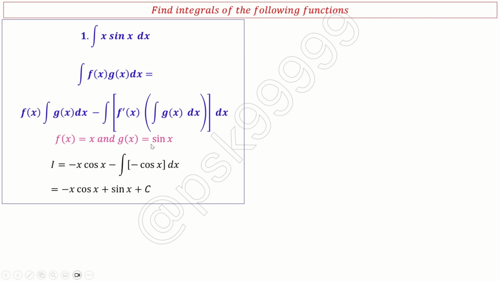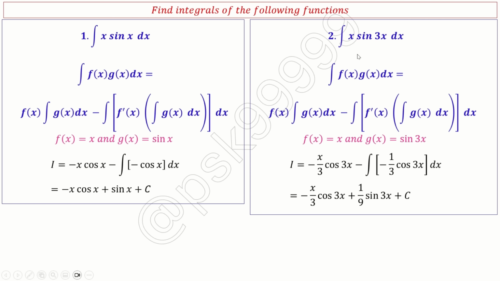If you want, you can try reversing this and try to solve it. You will understand the cyclical integration, which will stop you from finding the final answer. Next, x sin 3x, which is exactly similar to this one, nothing different. f of x is x, g of x is sin 3x. So do the integration properly, substitute properly, and you will get the answer.